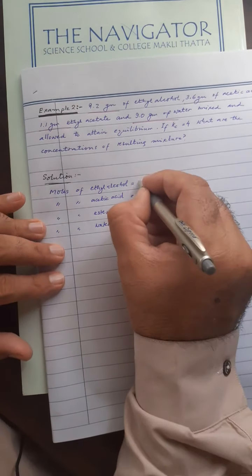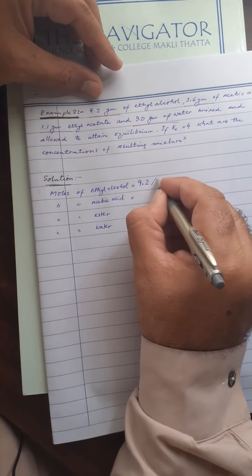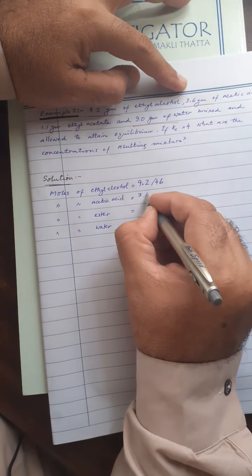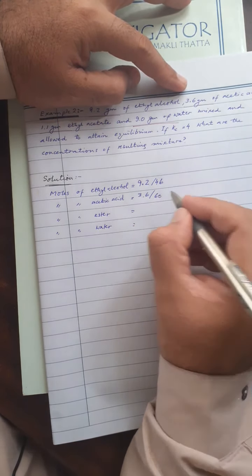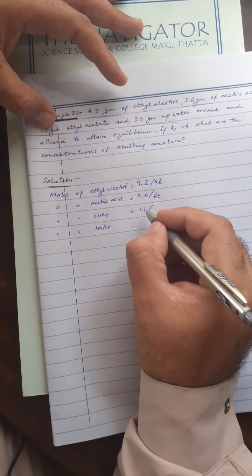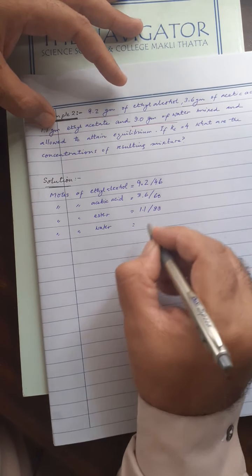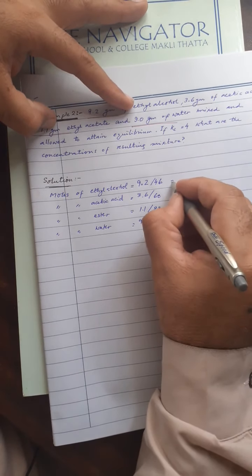So we divide 9.2 gram alcohol by 46. We divide 3.6 gram acetic acid by 60, the molar mass of acetic acid. We divide 1.1 gram of ester by 88, the molar mass of ester. We divide 9 gram by 18, the molar mass of water.